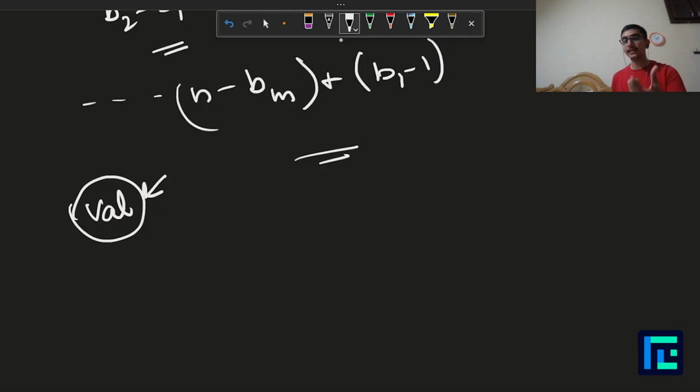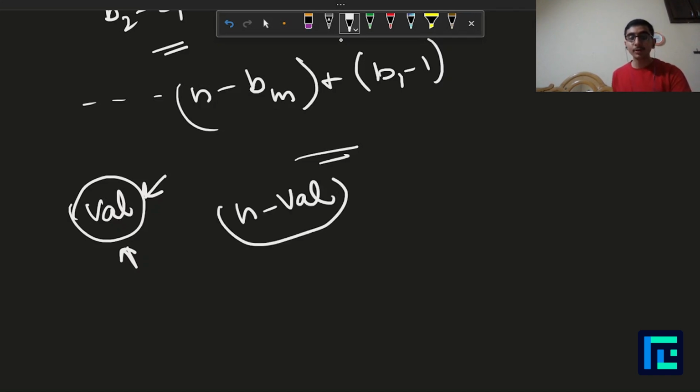But the numerical values have a relation that if I say val is the maximum number of houses that I could protect, then n minus val is the minimum number of houses that were infected, right? So I just print n minus val. So this is my whole algorithm.